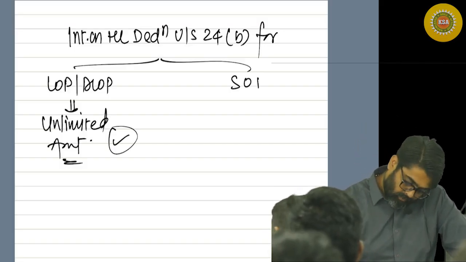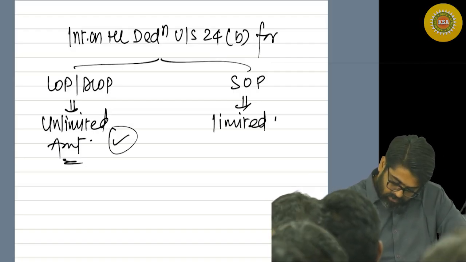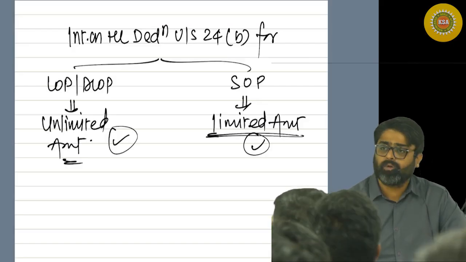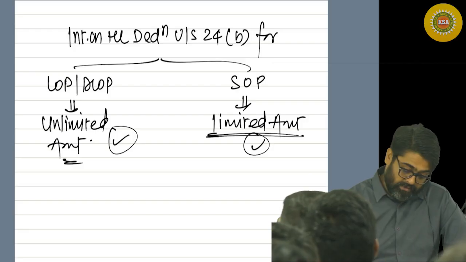And for SOP, limited amount is allowed as a deduction. That limited amount is subject to 30,000 or 2 lakhs, yes or no? Now pay attention, pay attention.